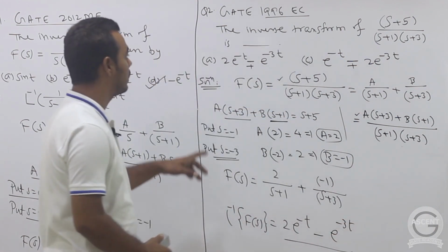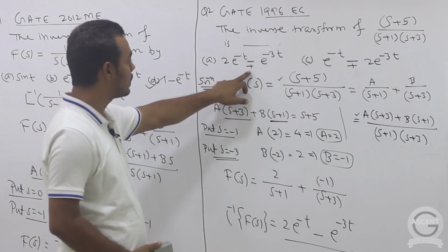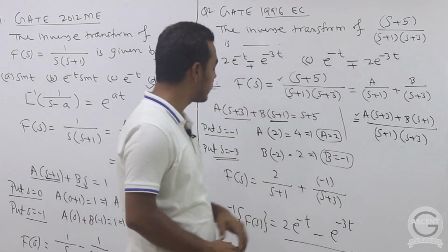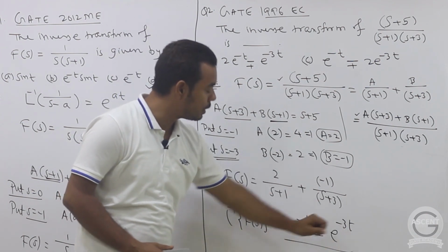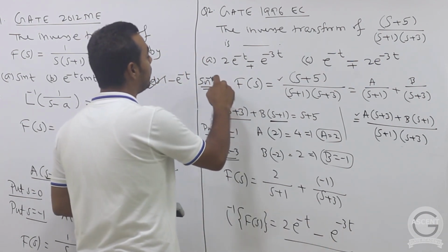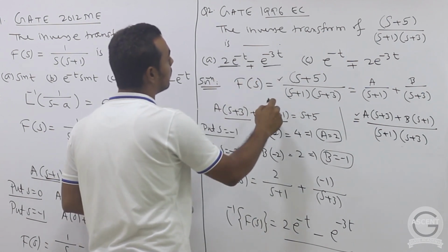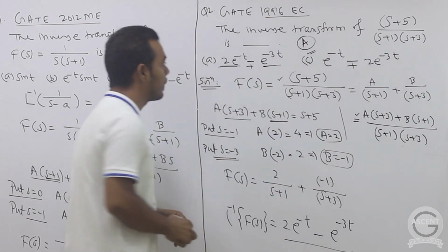So now as far as the options are concerned, our option A was with minus sign, option B with plus sign, option C minus sign, option D plus sign. So here we are getting 2 into e to the power minus t minus e to the power minus 3t. So this will be our option A. So the correct answer for this question will be option A.